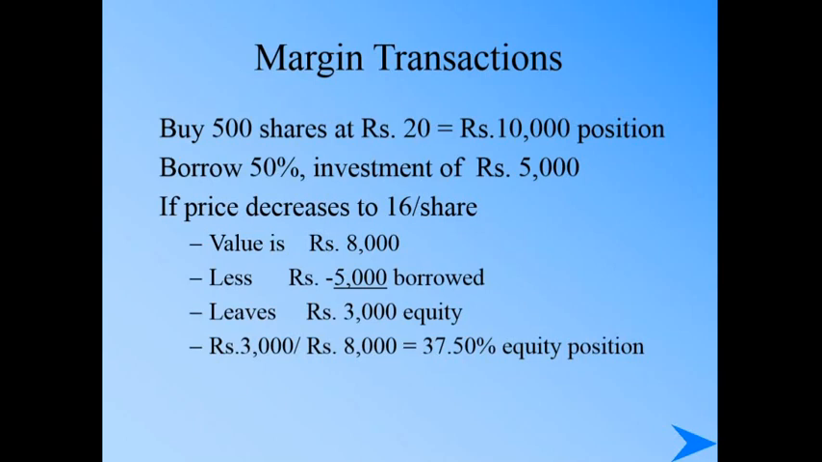So what is the percentage of your equity now? 3,000 divided by 8,000, and it is 37.5%. So your initial equity was 50%, but now it has dropped to 37.5%. So when the price decreases, the portion of your equity reduces, and when the price increases, just like in the previous slide, your equity portion has increased.